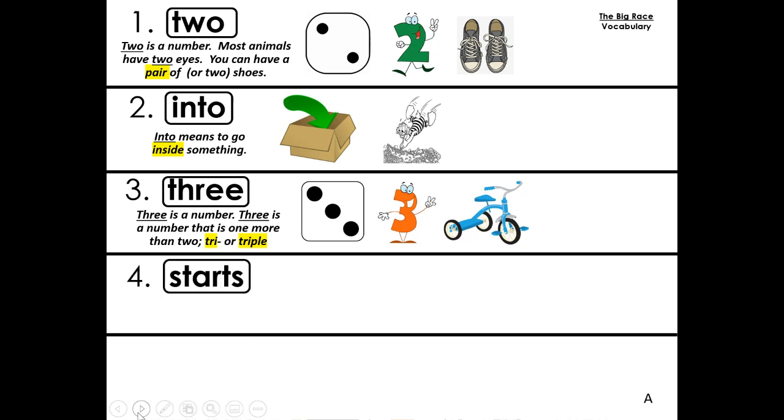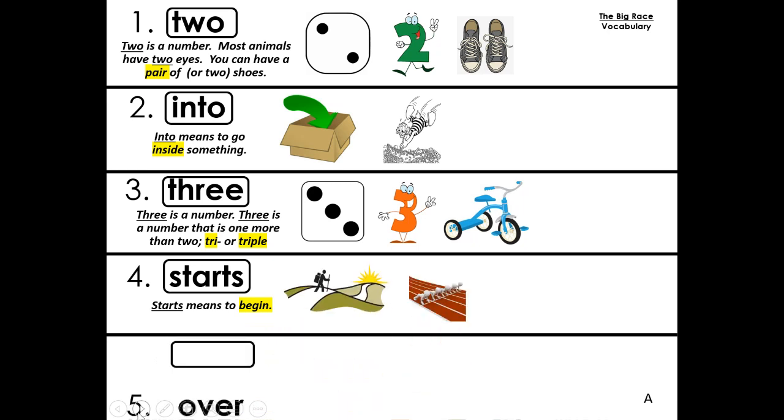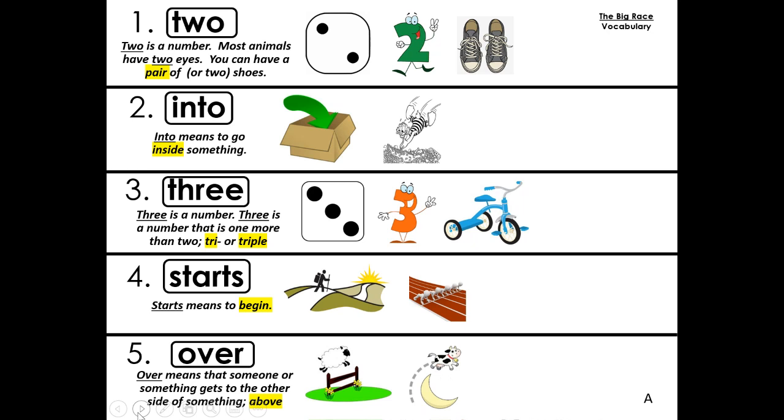Number four, starts. Starts means to begin. Number five, over. Over means that someone or something gets to the other side of something. Above. Over. So this is a good time to make sure you have all five words, 1 through 5.